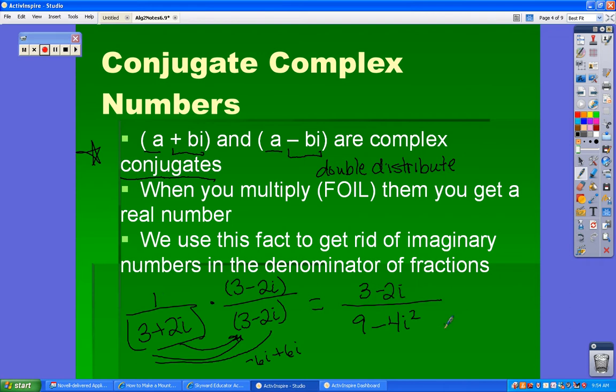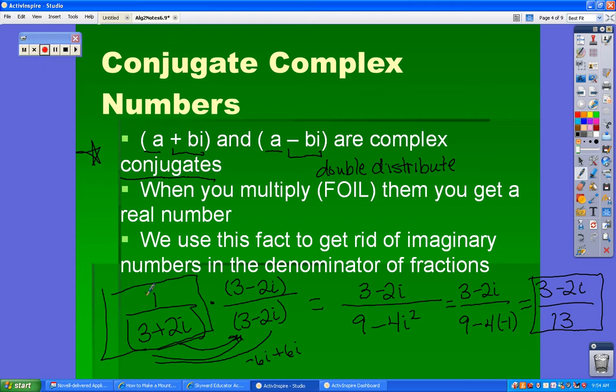Some of you right now are saying, you said you would get rid of the imaginary number, but there's an i down there. Well, there's an i squared, and i squared is the same as negative 1. So that becomes 9 plus 4, so now I have 3 minus 2i over 9 plus 4, which is 13. So 3 minus 2i over 13 is the exact same thing as 1 over 3 plus 2i.